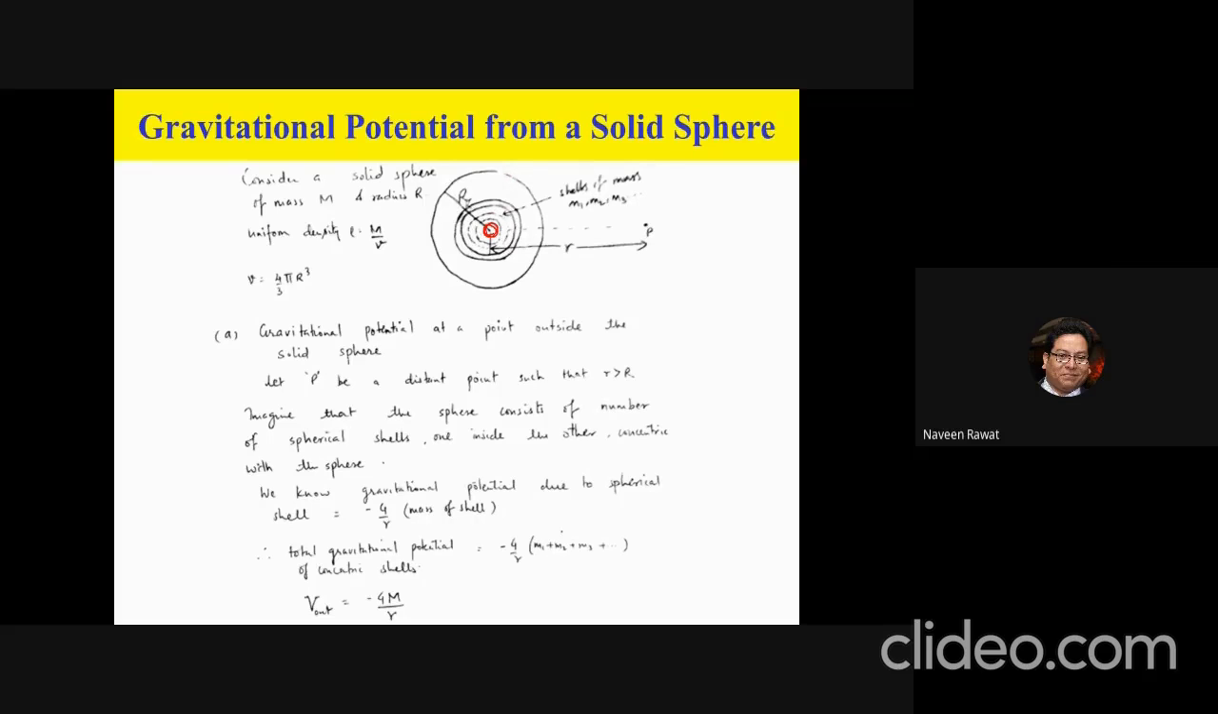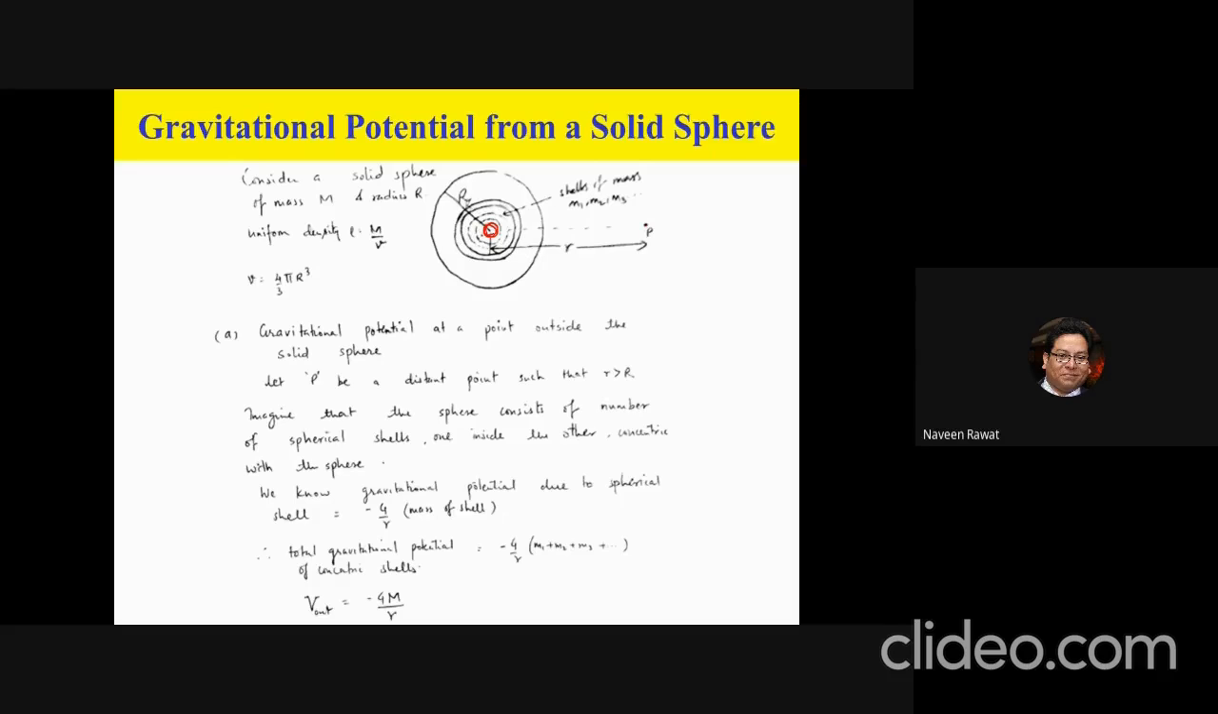What that means is my total gravitational potential from all these concentric shells will add up. So I'll get minus G over r, and I can add all the masses, and V outside of this solid sphere will just be minus GM by small r. Remember, point P is outside the shell. That is just a fast way of visualizing the problem.